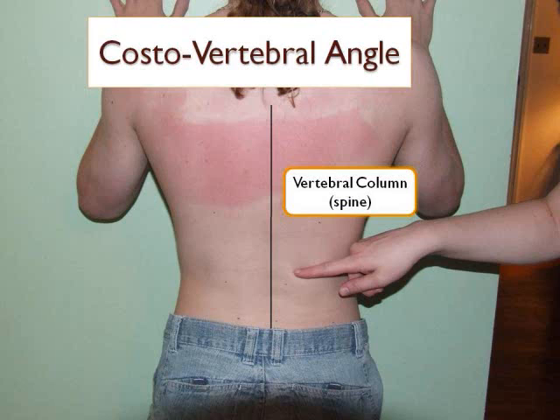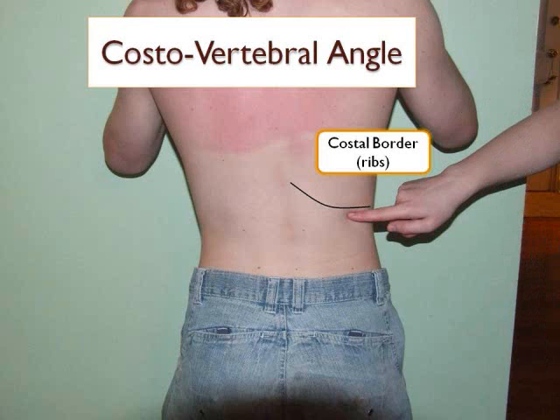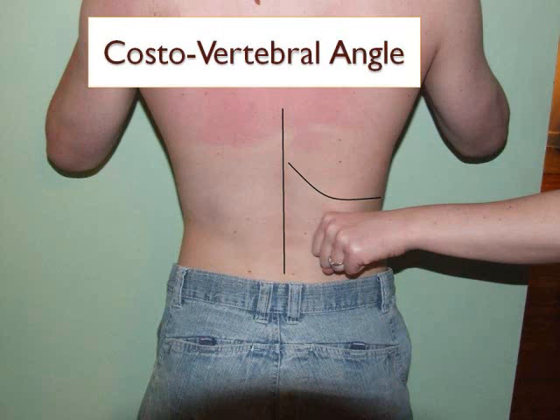Alright, so here we're going to talk about costovertebral angle. We have the straight line here, vertical line, which is the vertebral column or the spine. Then we've got the costal border, which is the ribs, the bottom of the rib cage. So where those two come together, that's your costovertebral angle. And if you can thump very gently with the side of your fist, kind of rattles things around a little bit in there. And if we have any kind of kidney infection or distension of the renal structures, this is going to be very painful. And this is one of the ways you can assess for that non-colic pain.